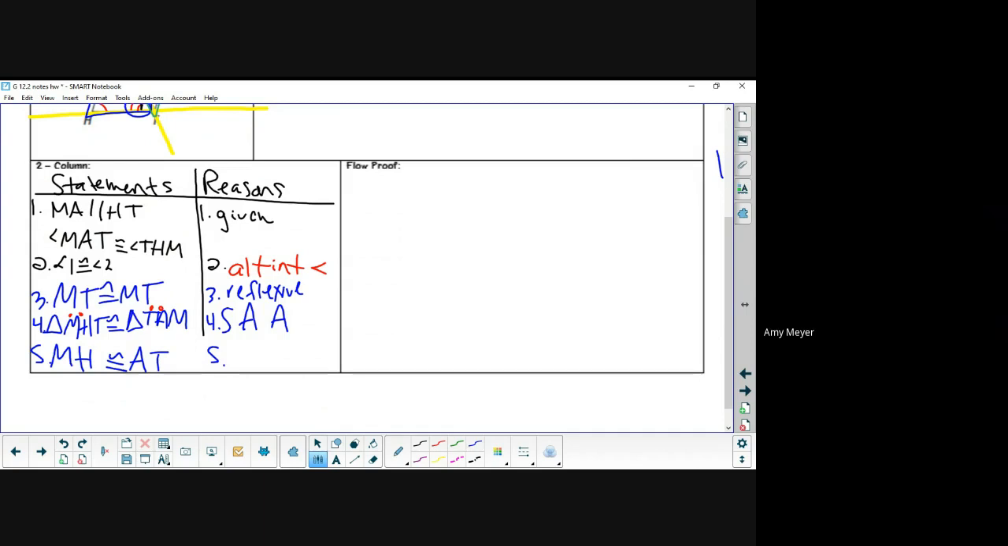How do we know they're congruent? Who can tell me what goes here? Yep, corresponding parts of congruent triangles are congruent.